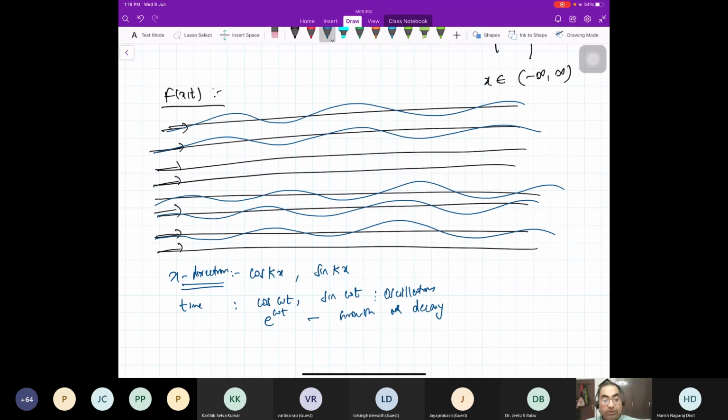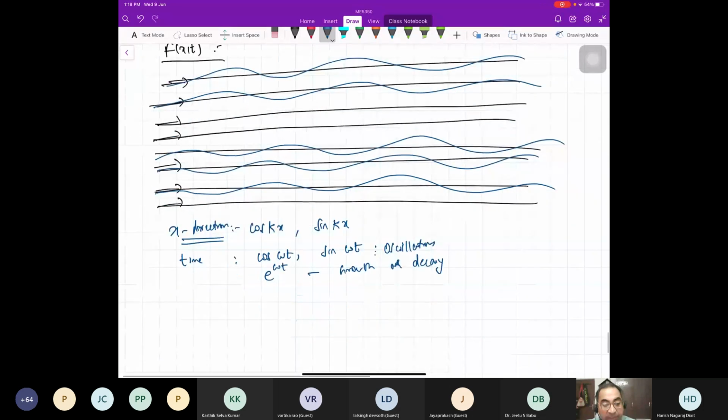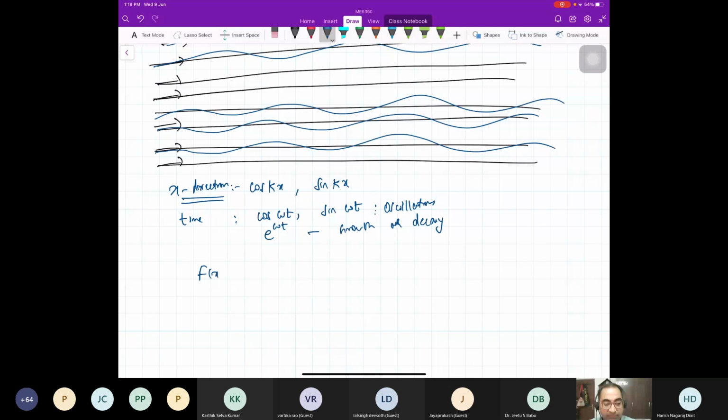So I want to combine all of this into one single function f of x comma t. Okay, how do I do that? One way to do this is to say f of x comma t, this is a postulate. It is a combination of all these functions. What is a combination of all these functions? e to the power i kx. i kx will be cos kx plus i sin kx. Okay, this multiplied by e to the power minus i omega t.